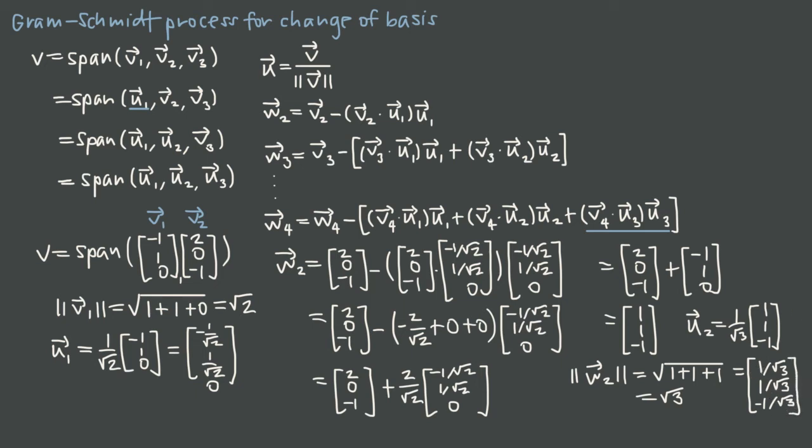Now for this problem, we're done because we already had u1, we just found u2, but we only had to normalize and make orthogonal two vectors. We only started with v1 and v2.